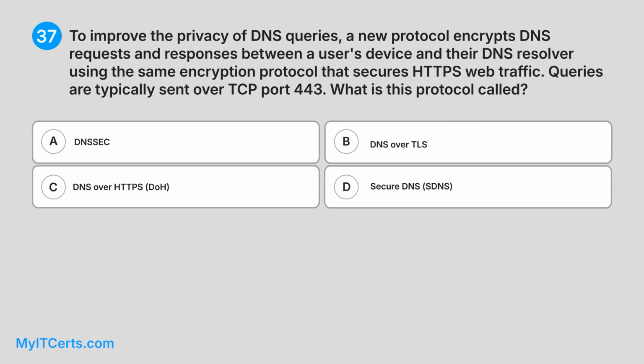37. To improve the privacy of DNS queries, a new protocol encrypts DNS requests and responses between a user's device and their DNS resolver, using the same encryption protocol that secures HTTPS web traffic. Queries are typically sent over TCP port 443. What is this protocol called? A. DNSSEC. B. DNS over TLS. C. DNS over HTTPS, DoH. D. Secure DNS, SDNS. Do you know the answer?